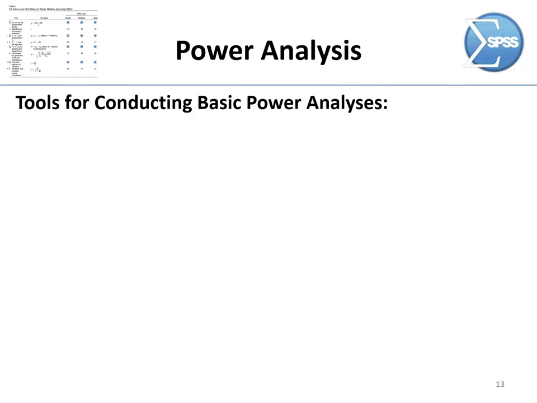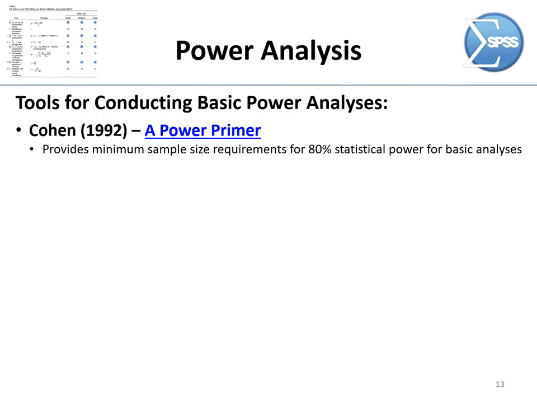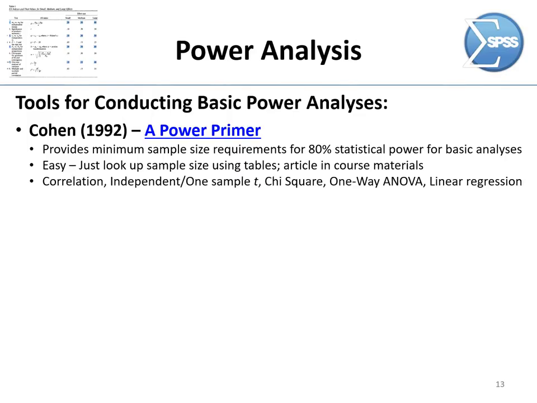So there are several tools available for conducting power analyses. I just showed you one, that is Cohen's Power Primer. It provides the minimum sample size requirements for 80% statistical power for many basic statistical analyses. The benefit is it's really easy. You just look things up in a table. The article again is in the course materials. They can do correlation, most of the t-tests, chi-square, one-way ANOVA, linear regression, some others.